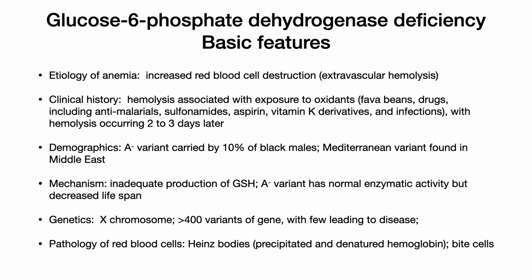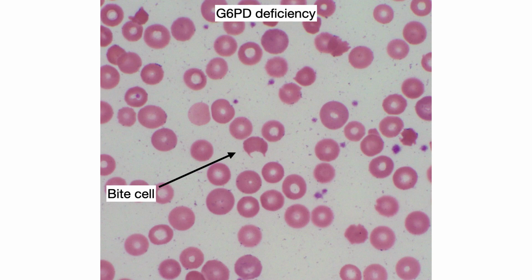And I'll show something later on that, so I'm just giving you some background information. It's on the X chromosome, and there are about 400 variants of it, but most don't lead to a disease. So there are many different mutations of the gene, but only a couple actually lead to disease. The pathology: Heinz bodies, but these require a supervital stain, and these are basically precipitated and denatured hemoglobin, but you don't see them on regular smears. You have to have a special stain, but you do see the bite cells.